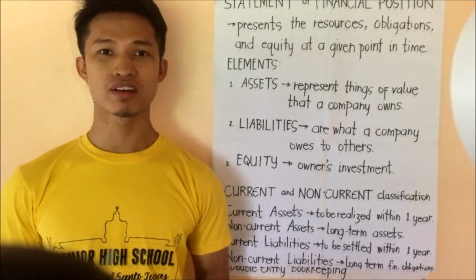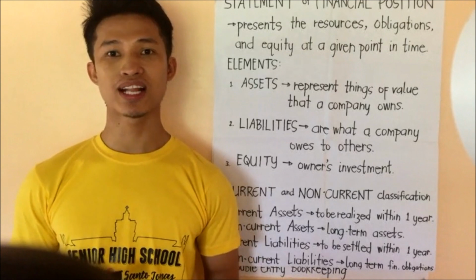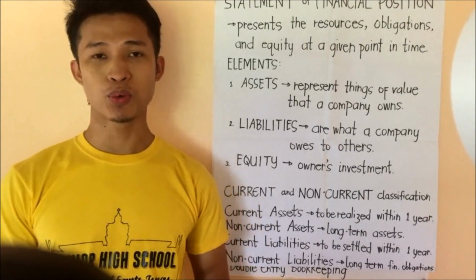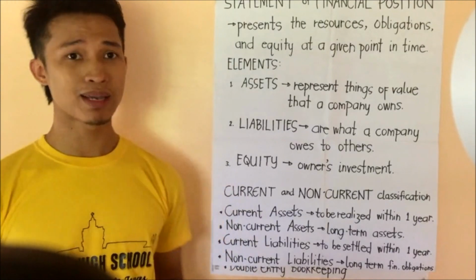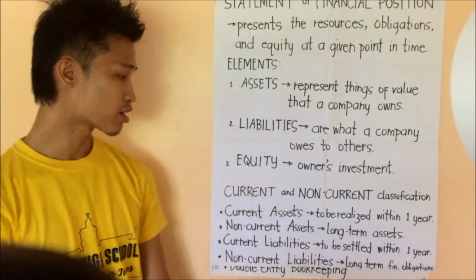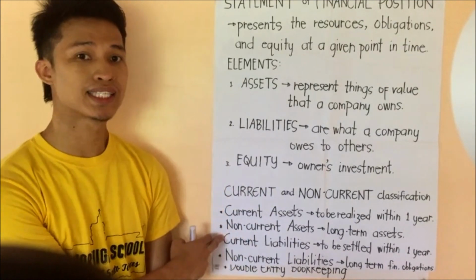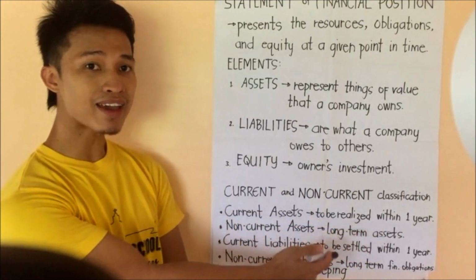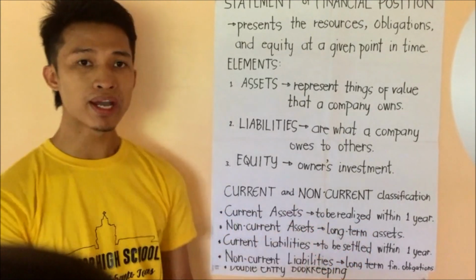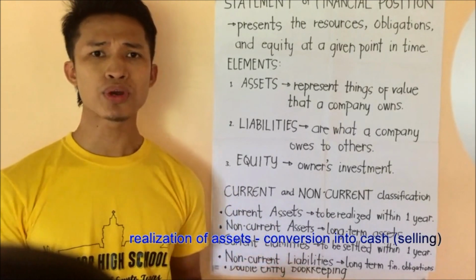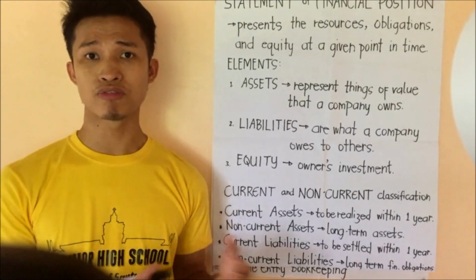Now let's proceed with the current and non-current classification of assets and liabilities. These are incredibly important when presenting a statement of financial position. Assets are classified into two, current assets and non-current assets. Current assets are assets to be realized within the normal operating cycle or 1 year. By the way, in accounting, when we say realize, it means to convert into cash. Our current assets can be easily converted into cash.